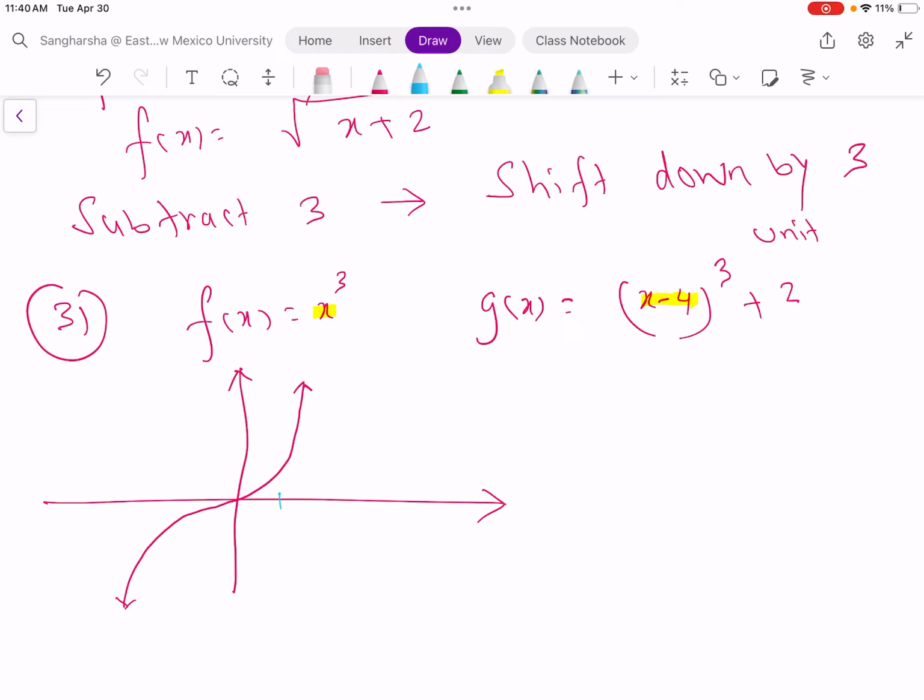So this is 1, 2, 3, 4. So you draw a similar graph. And you go up by 2 units. 1, 2. So you're going to draw a graph. And this is your g of x.